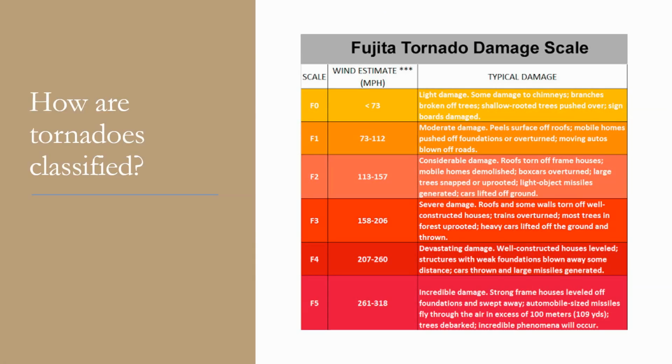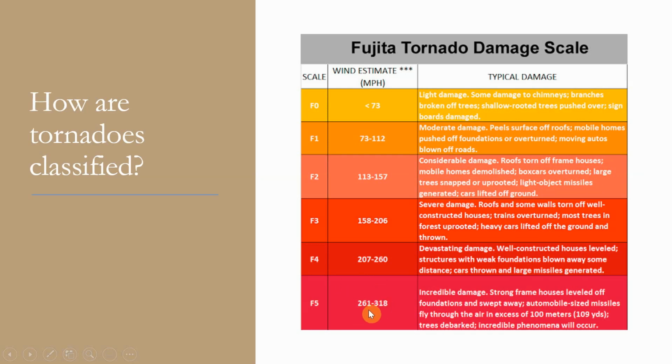Okay, next one is how do we classify tornadoes? So tornadoes have this Fujita scale or F scale. There's also an EF scale, an enhanced Fujita scale. I'm not going to worry about that. But essentially, this scale itself is measured by damage, but it's roughly estimated on the wind speed.